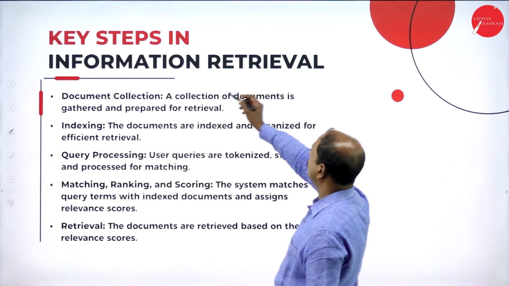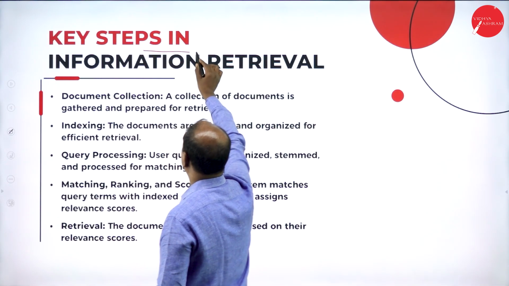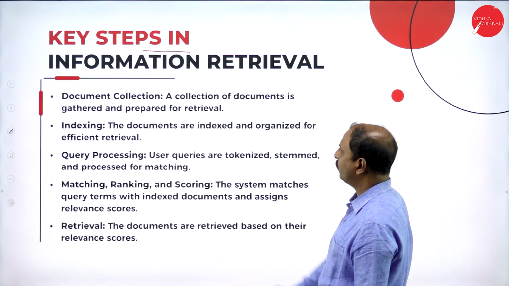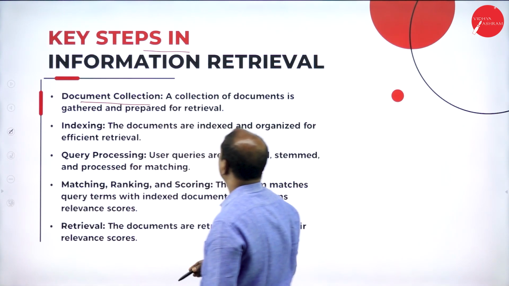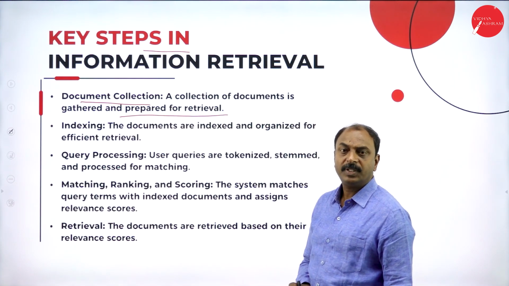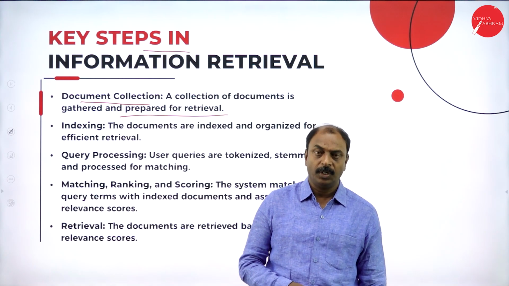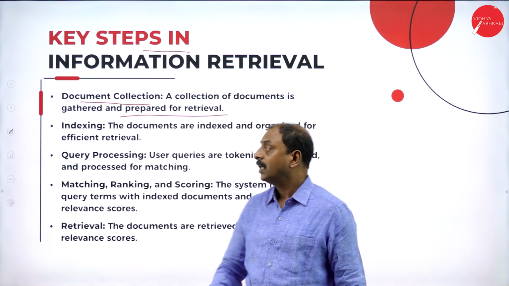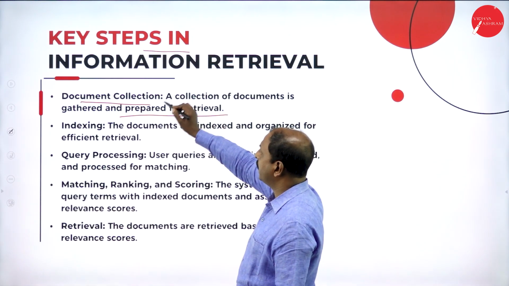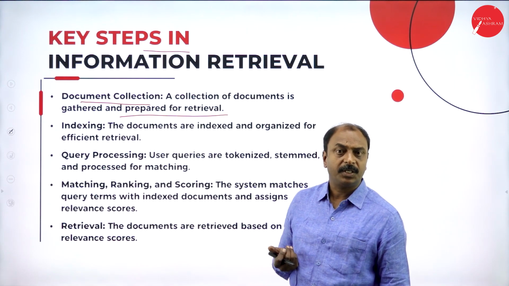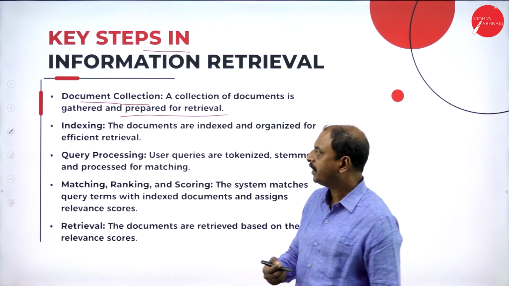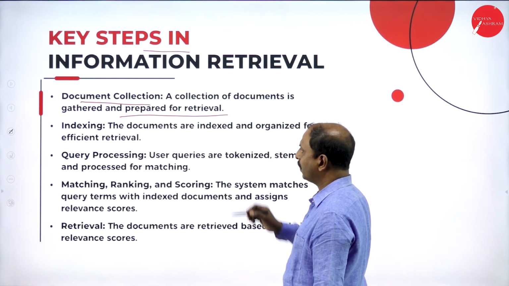Now, let us see what are the key steps involved in information retrieval or IR. Here the first step is document collection. A collection of documents is gathered and prepared for retrieval. Obviously, for any information to be retrieved, some data should be available, or documents have to be collected. From that particular database, we can retrieve different types of information that the user is looking for from the collection of data or documentation.